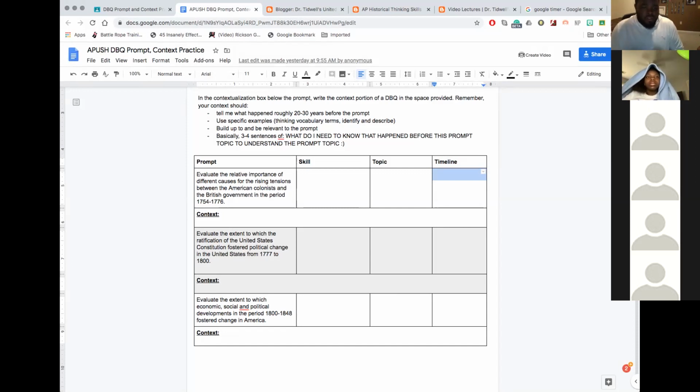Wait, are we doing the second one or the third one now? The third one. Oh, okay. Change over time or continuity and change. I don't know which one. I'll say both.